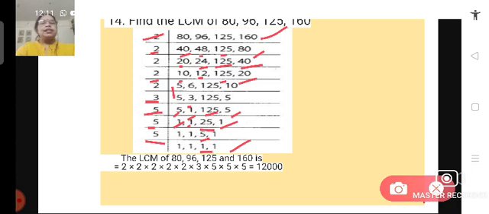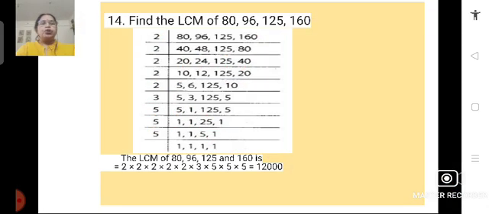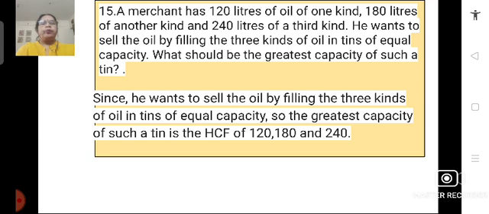So what will be the LCM of the numbers 80, 96, 125 and 160? It will be 2 into 2 into 2 into 2 into 2 into 3 into 5 into 5 into 5. When we multiply these prime factors, what do we get? We get 12,000. So the LCM of these 4 numbers 80, 96, 125 and 160 is 12,000. Now let's move on to the next problem.